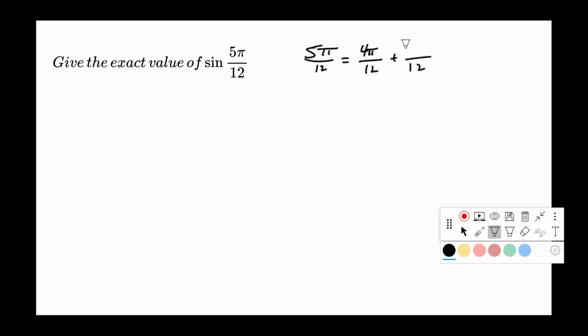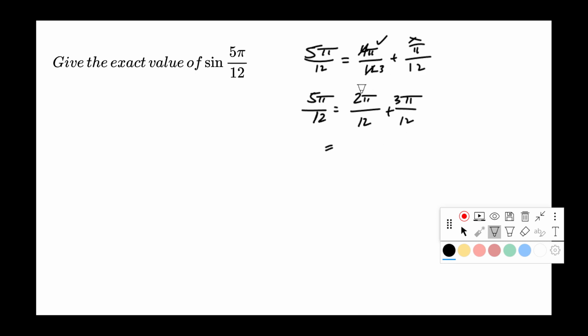Let's say I tried 4 pi over 12 plus pi over 12. 4 pi and pi is 5 pi. 4 pi over 12 reduces to pi over 3. That's on the unit circle, but pi over 12 is not. So that's not going to work. I can't use 4 pi over 12 and pi over 12. I've got to try something else. So how about 2 pi over 12 and 3 pi over 12?